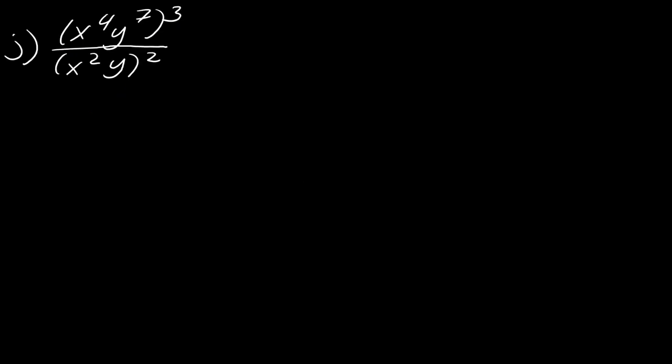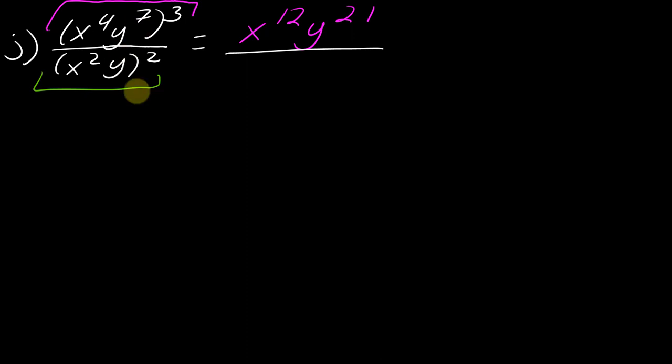Okay, so last but not least, here's this example. This one looks a little bit tricky, right? Thinking about the order of operations, we still have to deal with the exponent here and here. So let's start with the top part. I'll color code this in pink, and I'll do the bottom part in green, so we'll do them separately. For the top part, I need to multiply both of those exponents by 3. So 4 times 3 is 12, and 7 times 3 is 21. There's the top. And then for the bottom, I have to multiply both of these by 2. So 2 times 2 is 4, and then this will be y squared.